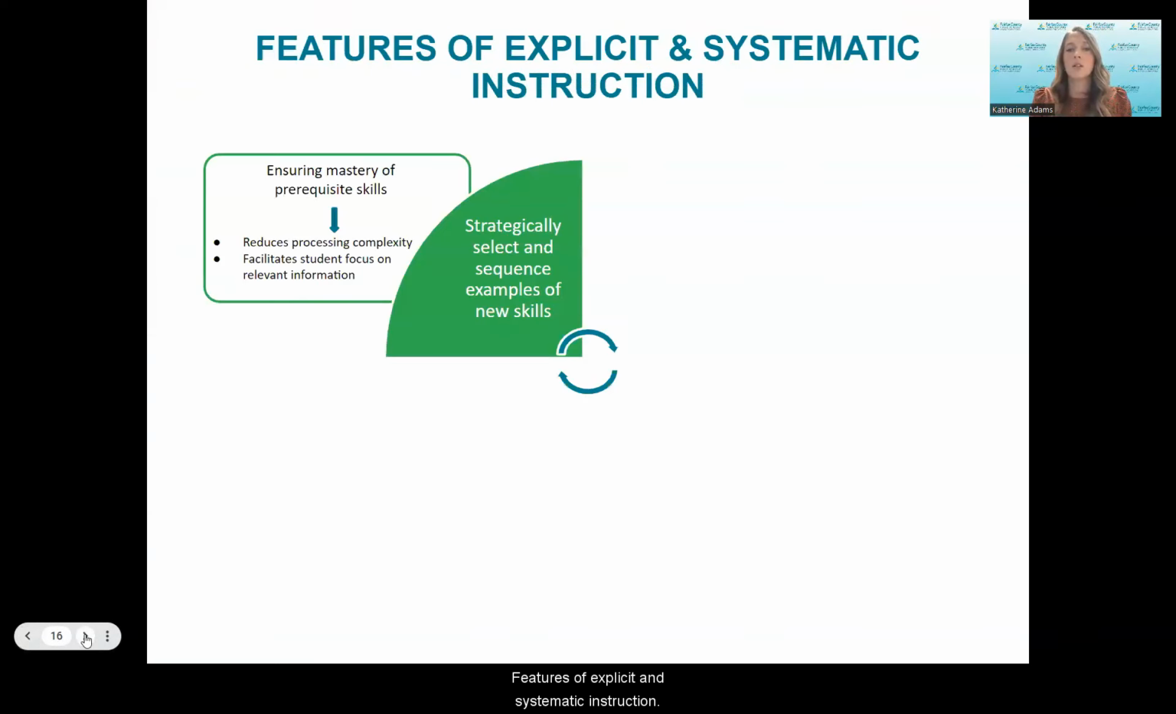Features of explicit and systematic instruction. The first piece is strategically selecting and sequencing examples of new skills that we would like for students to acquire. This ensures that the students have mastered the prerequisite skills we need them to have in order to move on, so they have a strong foundation. And it reduces processing complexity and focuses in on the relevant information that students must know.